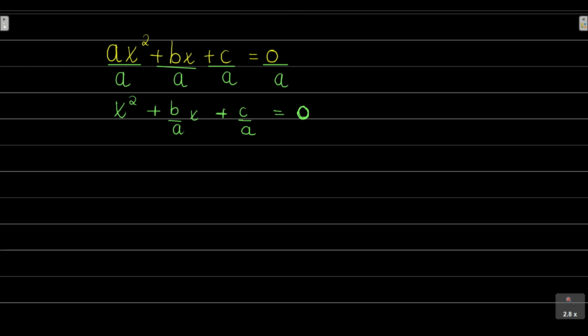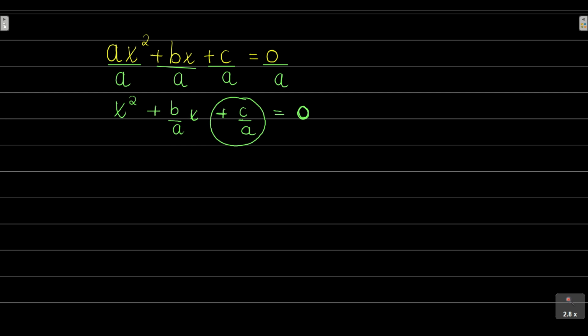Remember, I did mention that when we want to complete the square, we have to group all the terms with the variable x on one side, and we want to have the constant term on its own on the other side. So what do we want to do in this case? We want to move the constant, positive c over a. How do we know that this is our constant? Because it doesn't have the variable x. So it's our constant for this equation.